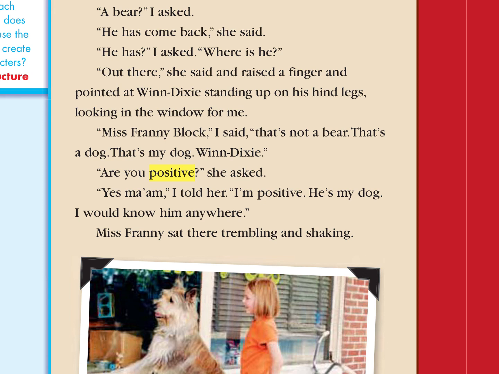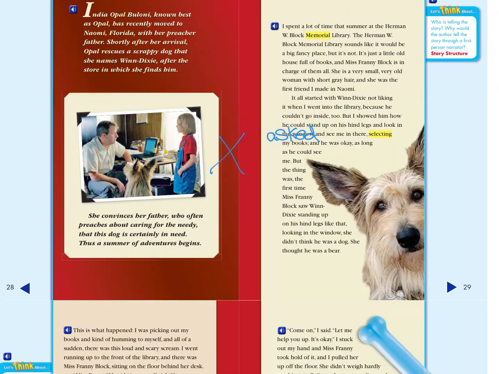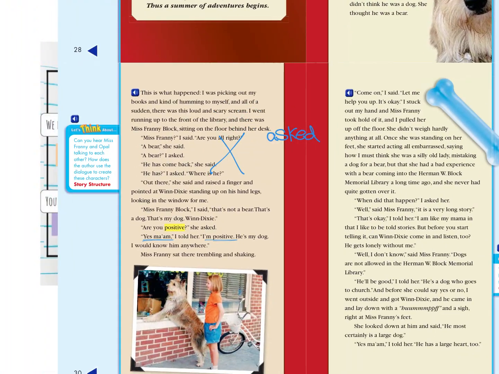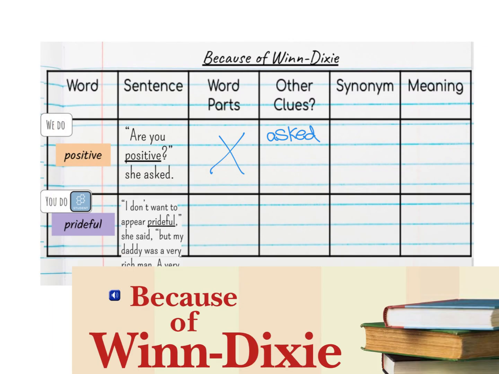Let's see what we discover about the word positive. When I look for other clues, I'm noticing yes, ma'am is a context clue. And then she restates it. So now I know there were no word parts. I'm going to put an X there since there are no word parts in the word positive. My other clues. Here's a clue. She asked. This is leading me. And now let's go back to the text and see what other clues there are. She says, yes, ma'am. I'm positive. These are clues to help me figure out the meaning of that word.